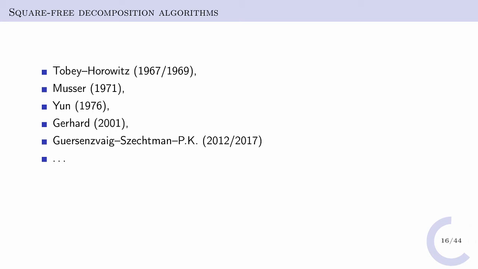In this lecture, we will discuss the oldest. It is also the simplest of all these algorithms, the algorithm due to Tobey and Horowitz. If you are interested in other algorithms, then I strongly encourage you to look into the lecture notes. In the lecture notes, you will find the other algorithms, except Gerhard's algorithm, which will appear in the lecture notes one day, but is not yet there.